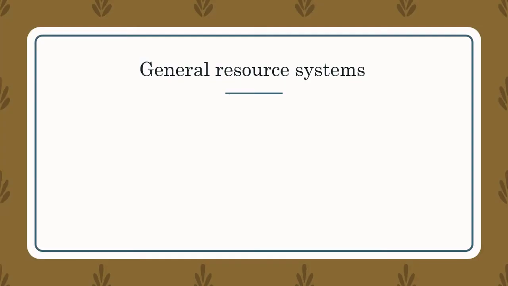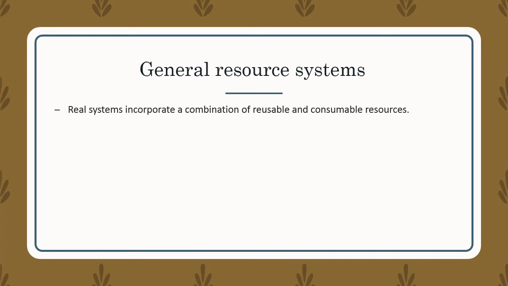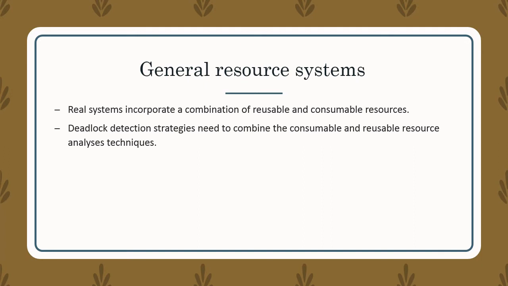Having talked about reusable resource graphs and consumable resource graphs, let's now talk about general resource systems. Real systems incorporate a combination of reusable and consumable resources. Deadlock detection strategies need to combine the consumable and reusable resource analysis techniques.